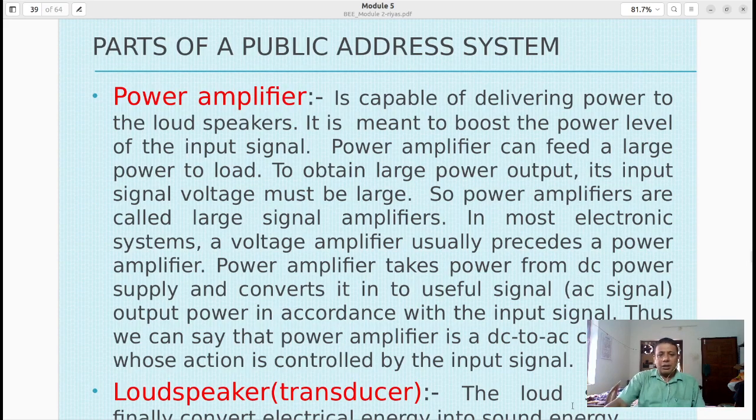Then the next is the power amplifier. Power amplifier is normally used to increase the power level to a very high level. So it is the main amplifier in a PA system. It is capable of delivering power to the loudspeakers. It is meant to boost the power level of the input signal. A power amplifier can feed a large power to the load. That is, the power output of a power amplifier will be normally 1000 to 2000 watts in a Ganamela, if you are going for a Ganamela.